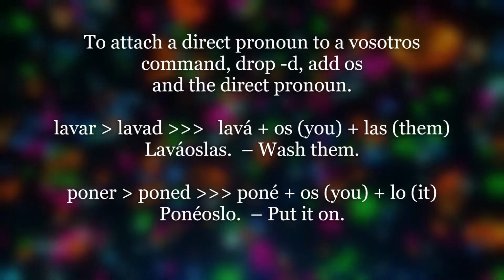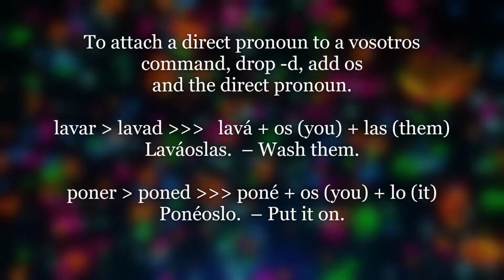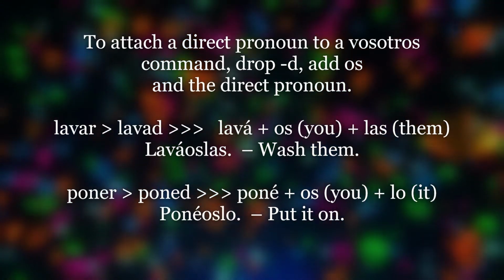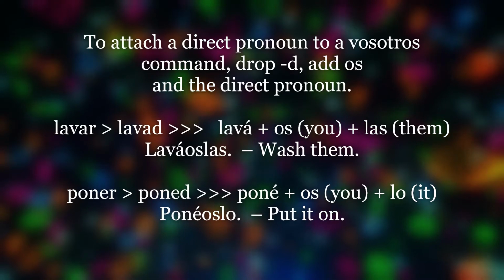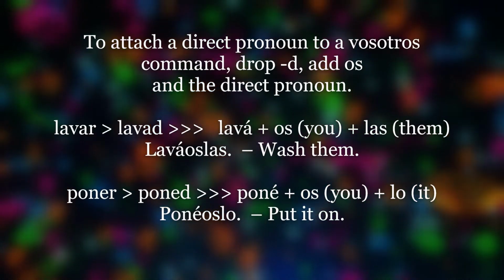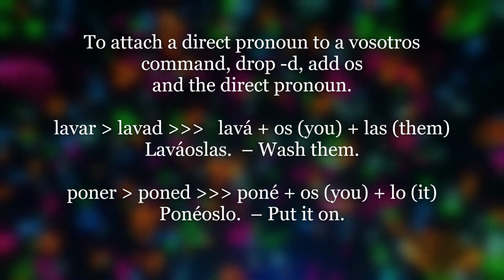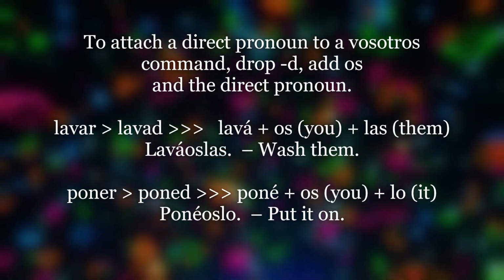Also in the case of poner, to say put it on, you drop R, change it to D, but to make put it on, to attach os and lo, you have to drop D, accent the final vowel sound, so you have ponéoslo.